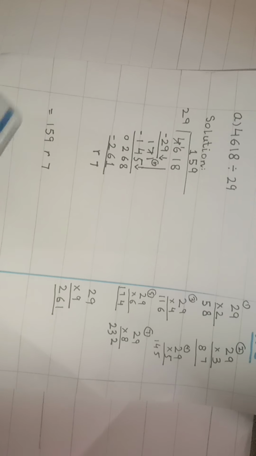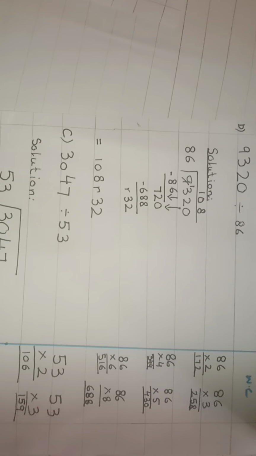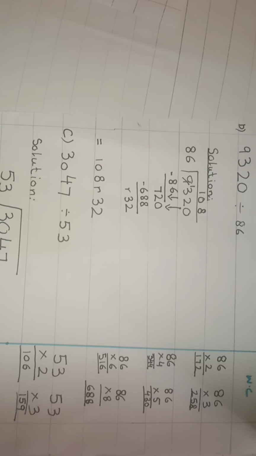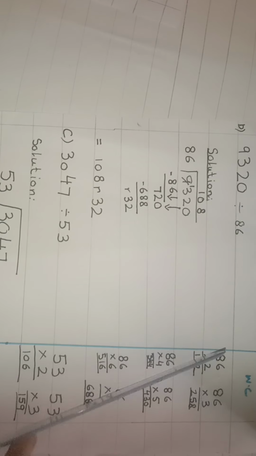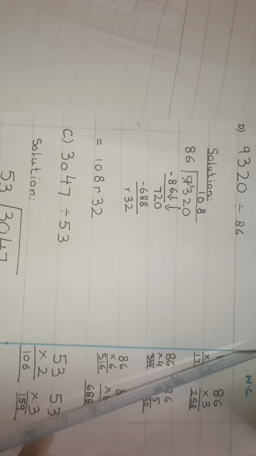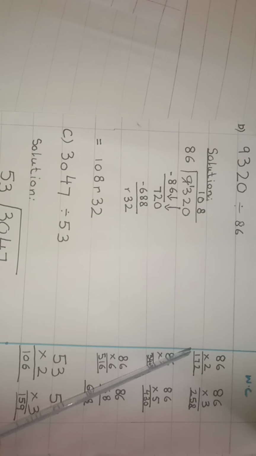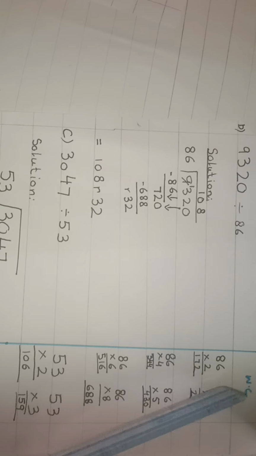Next, let's do another part. Here B part is 9320 divided by 86. We require the table of 86. So we will first of all find out the table. 86 twos: 2 sixes are 12, 2, 1 carry. 2 eights are 16 plus 1, 17. 3 sixes are 18, 8 write, 1 carry. 3 eights are 24 plus 1, 25, 258.